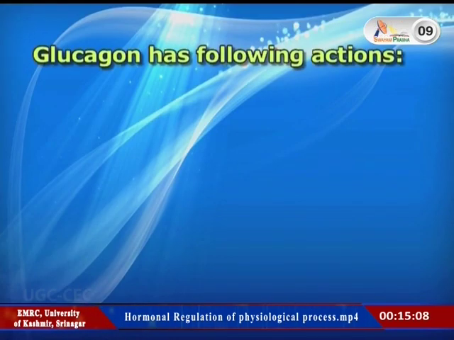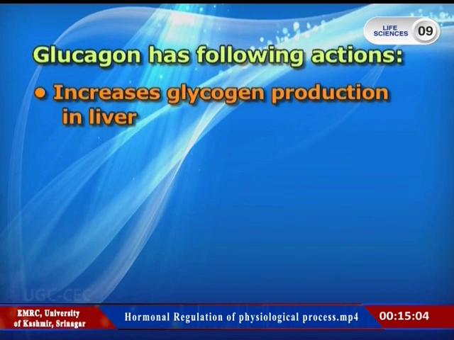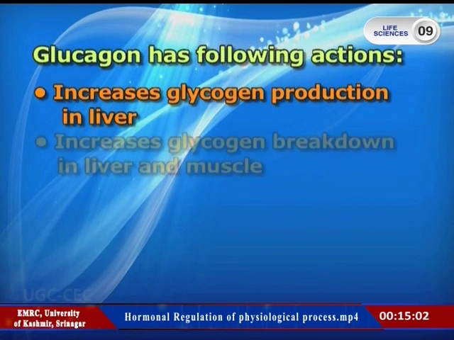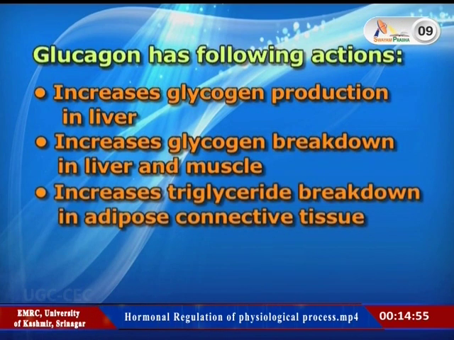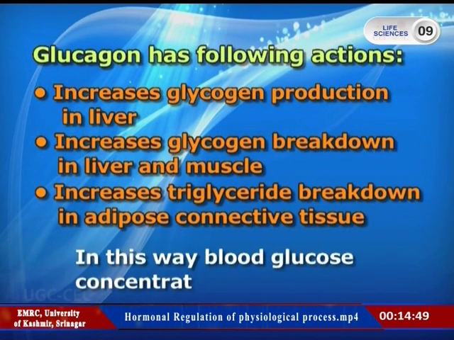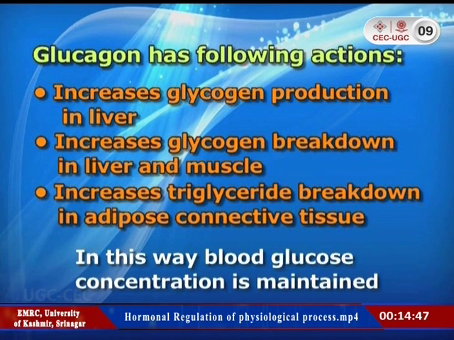Glucagon has the following actions: increases glycogen production in liver, increases glycogen breakdown in liver and muscle, increases triglyceride breakdown in adipose connective tissue. In this way, blood glucose concentration is maintained.